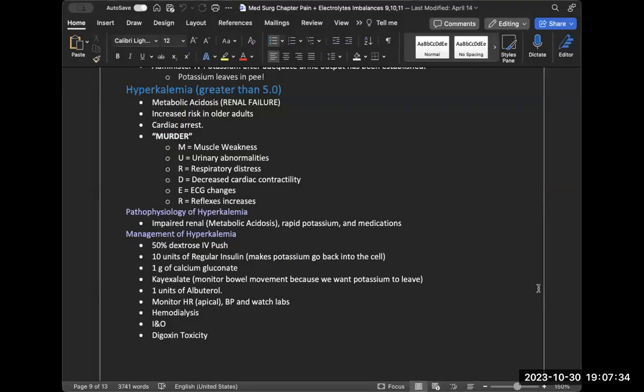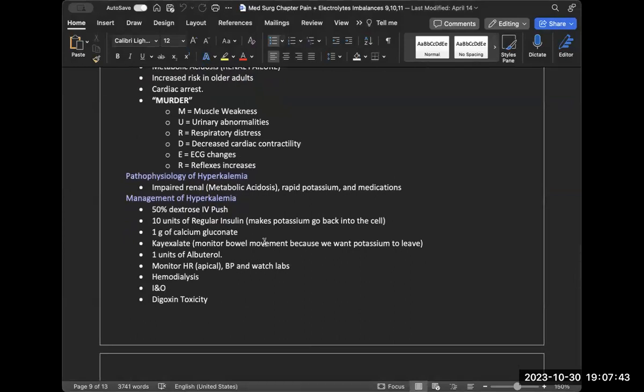So now that we've established that, an important mnemonic that you can learn for hyperkalemia, or a potassium level greater than 5, is the mnemonic called MURDER: muscle weakness, urine abnormalities, respiratory distress, decreased cardiac contractility, EKGs, reflex increases. I would remember for hyperkalemia, the reflexes increase. I remember EKG changes and muscle weakness, okay? But the priority is the EKG changes, and I would really remember the reflexes increase as well, okay?